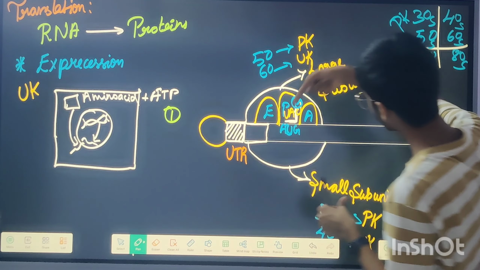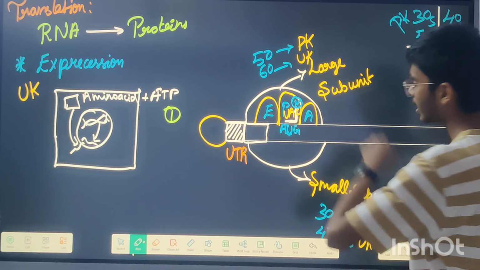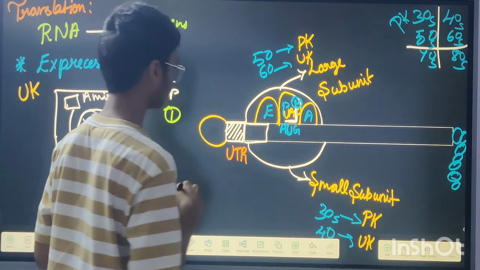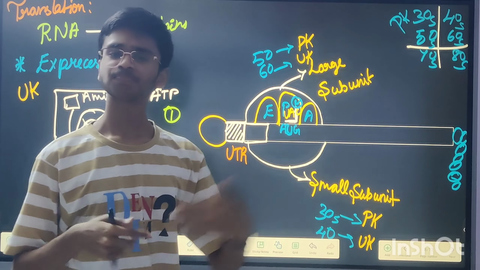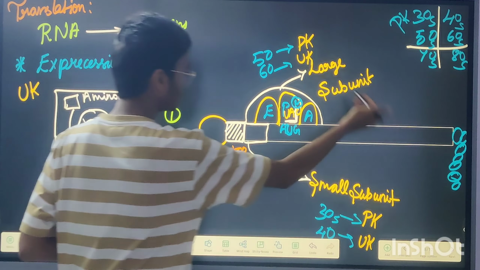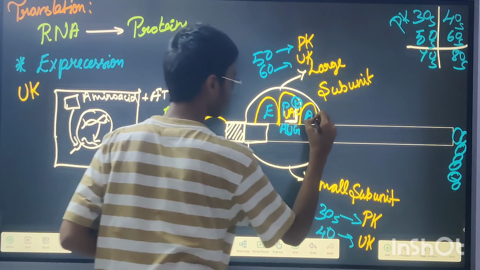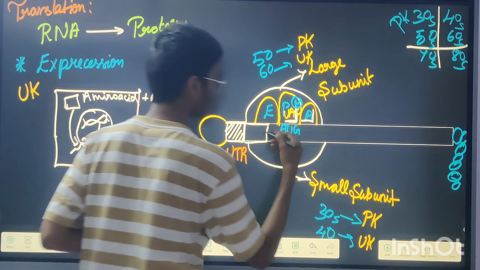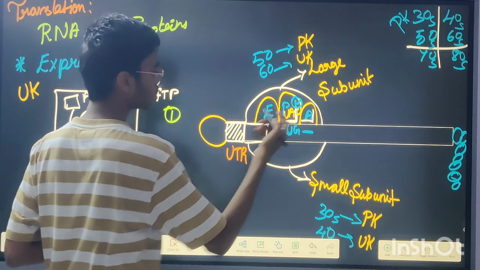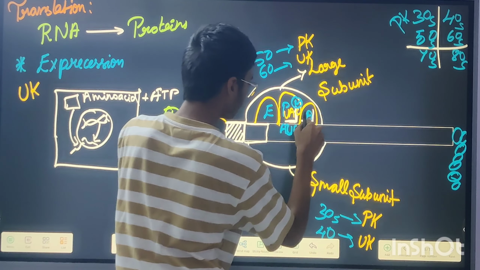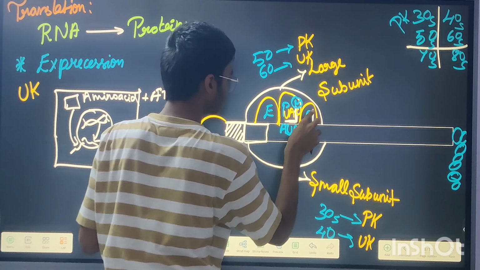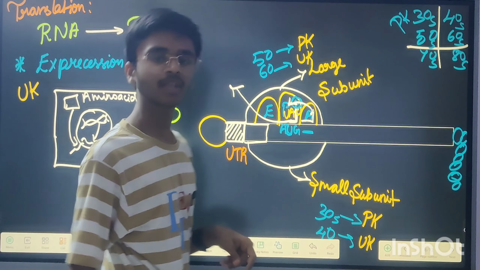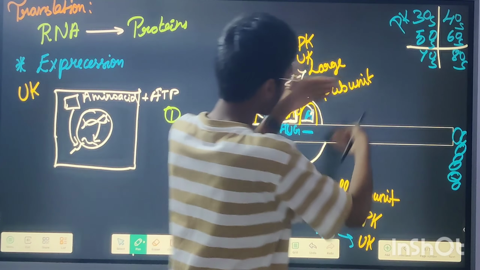So first it will be entering into P only. Now after that, another tRNA will be entering. It can be any tRNA. You can take it as UUU, you can take it as CCC. As per your wish, that will be entering over here, based on the genetic code. After that, this tRNA will be going here, and the first tRNA will be exiting. That is how the translation happens.